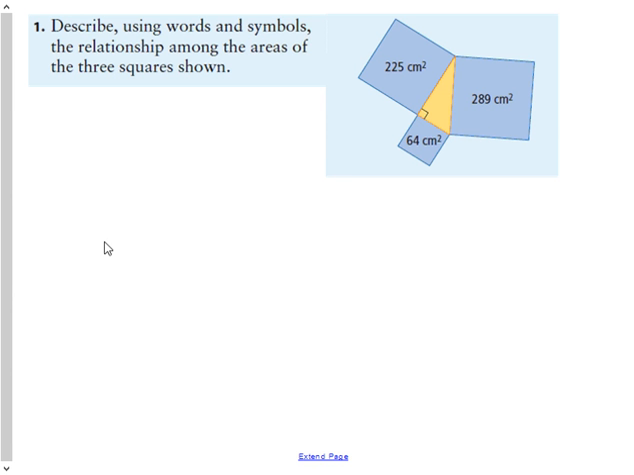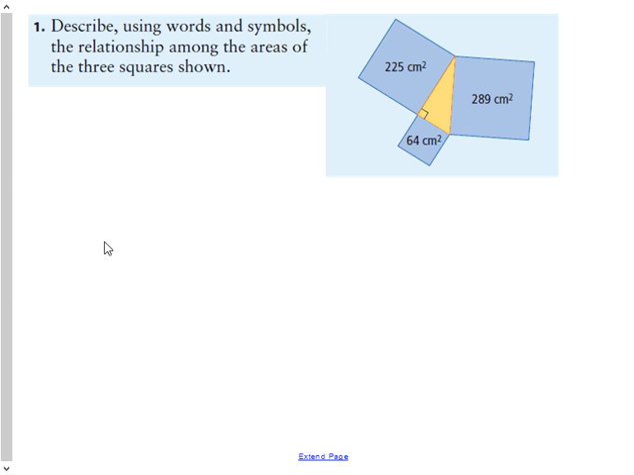This is section 3.2 from MathLinks 8 on Pythagorean relationship, exploring the Pythagorean relationship. Question number 1 says, describe using words and symbols the relationship among the areas of the three squares shown.